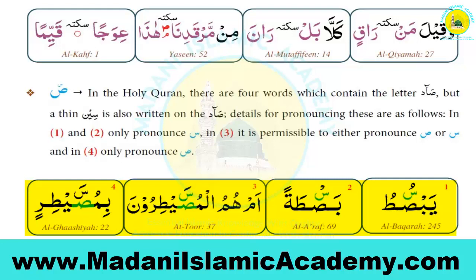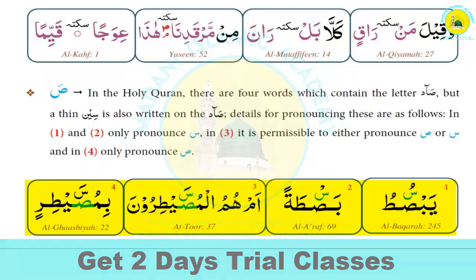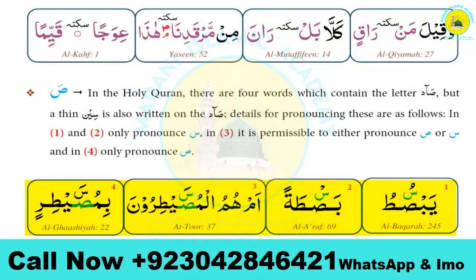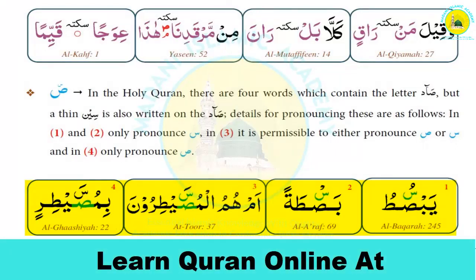Okay, let's repeat these 4 words again. Box number 1 and 2, the Seen. يَبْسُطُ بَسْطَةً. Box number 3, we're going to read either. أَمْ هُمُ الْمُصَيْطِرُونَ. Box number 4, we're going to read the Sad. بِمُصَيْطِرٍ.